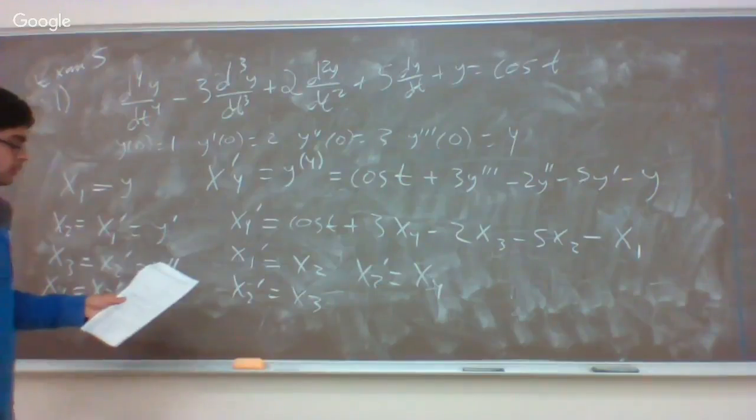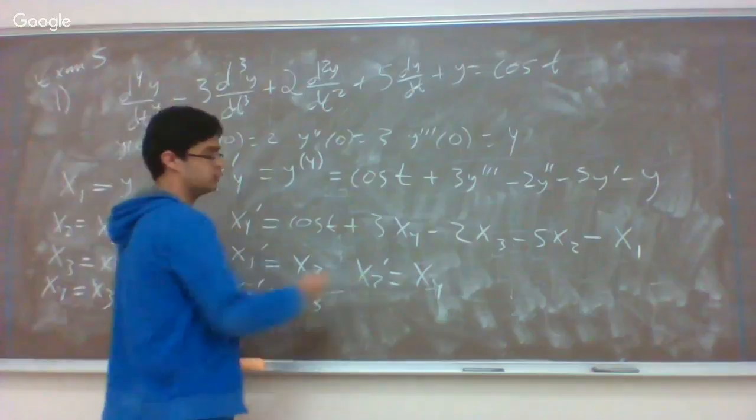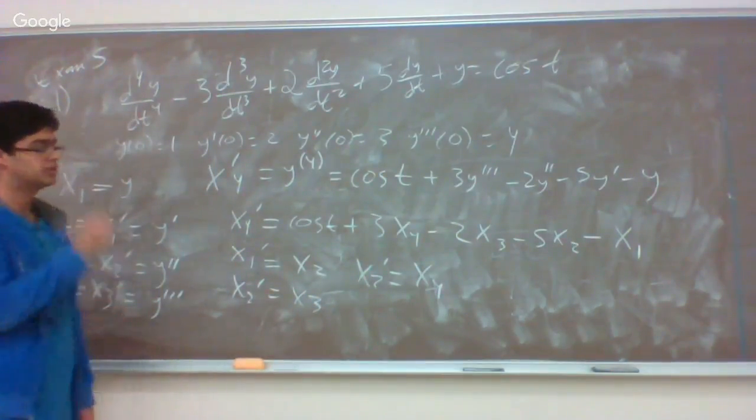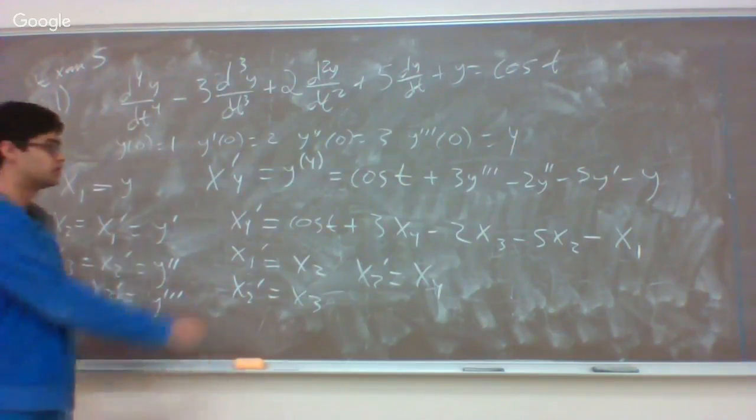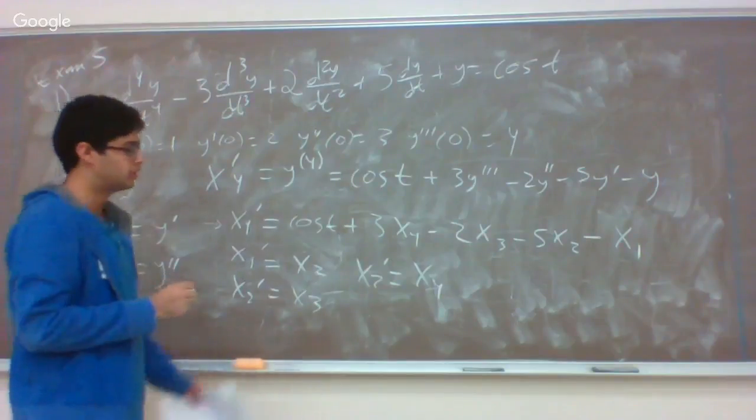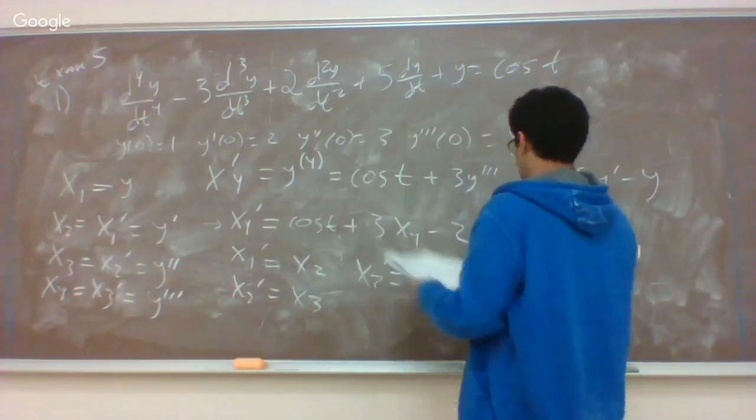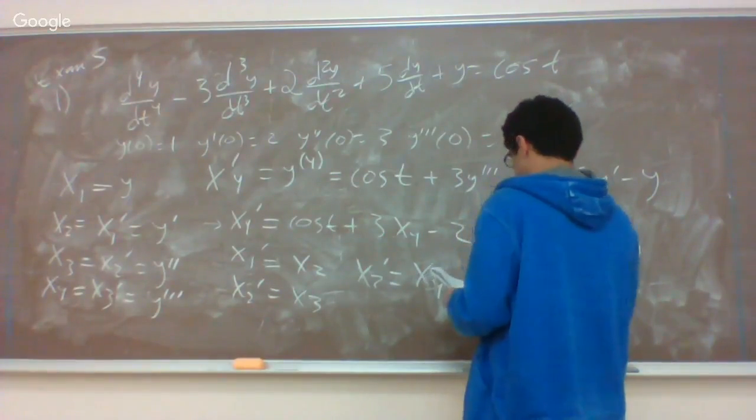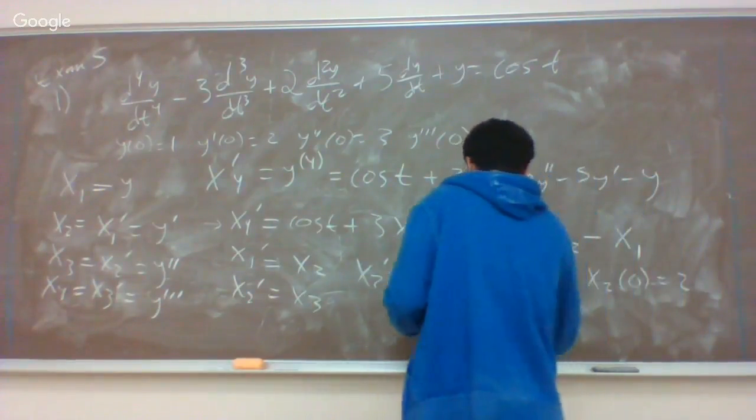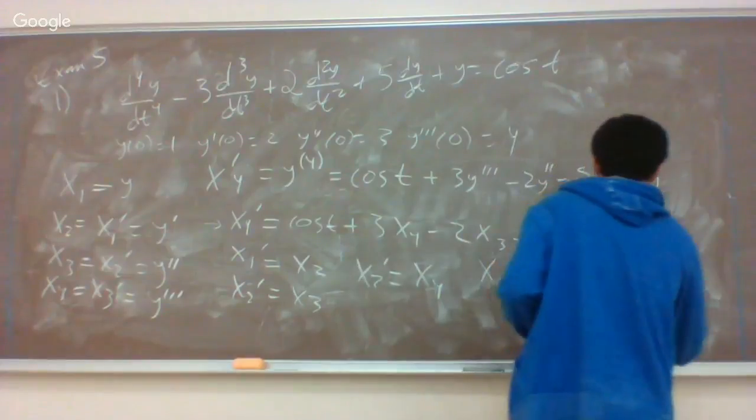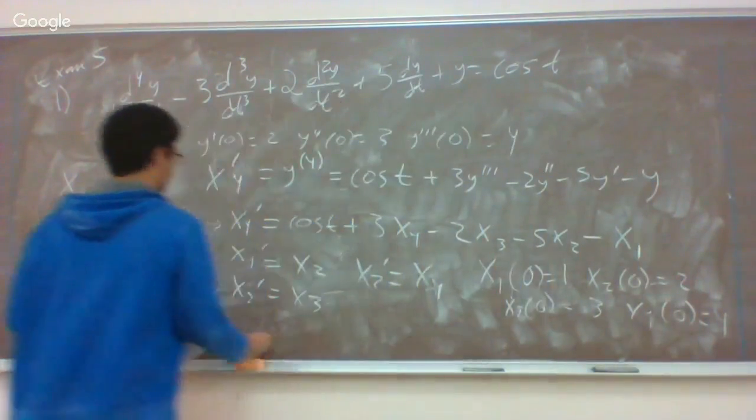So now I have 4 equations with 4 different variables, right? And this is the first order equation. With the initial conditions: x1 of 0 equals 1, x2 of 0 equals 2, x3 of 0 equals 3, x4 of 0 equals 4. You need all of this.